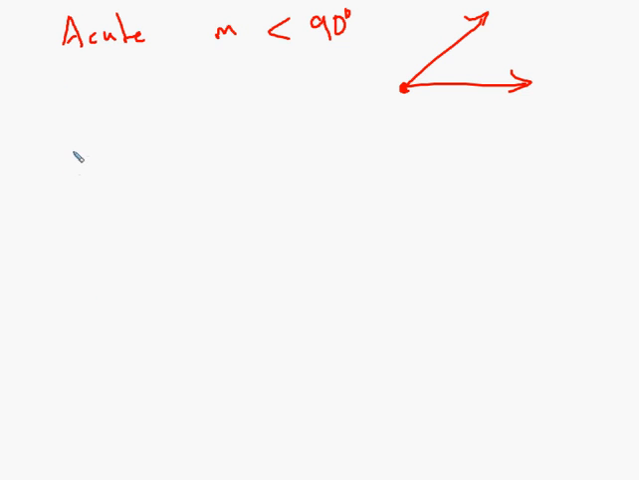All right, so acute angle. Then we have a right angle. This is a measure that is equal to 90 degrees. It looks something like this. And we generally will mark it with a little box there so that we know that that is a right angle.